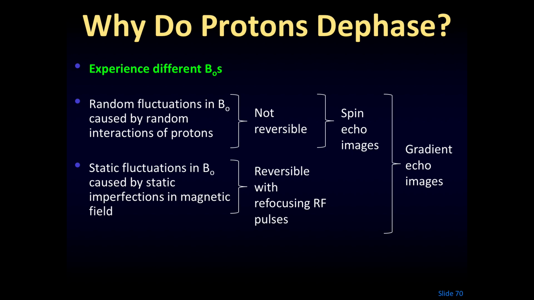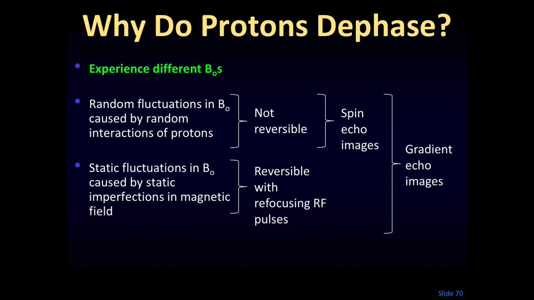The random ones, because they're random, are not reversible. Once you lose the signal due to a random fluctuation, you can't reverse it because you can't undo the random interaction. However, the fixed, static, non-random fluctuations are reversible, and they're reversible with a refocusing pulse. Now, I'm not going to get into the details of what a refocusing pulse is, but for now just know that random fluctuations are not reversible because the random interactions cannot be reproduced and negated, but the static, non-random ones can be reversed.